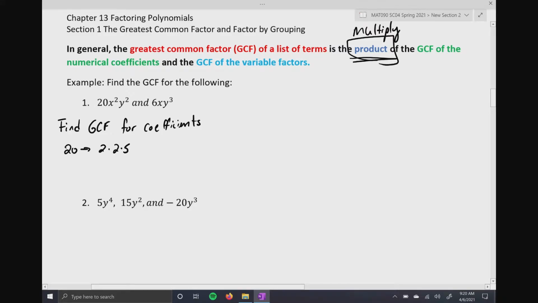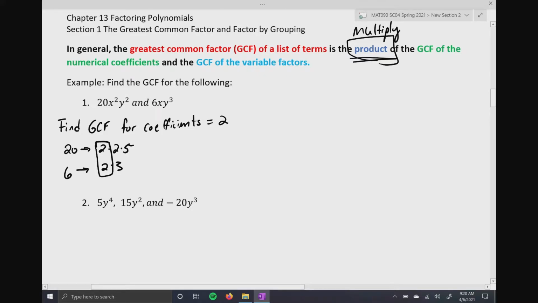It's 2 times 2 times 5. 6 is 2 times 3. I'm looking for prime numbers that are shared. And that only occurs right there. They both have at most one 2. Does that make sense? Yes or no? Okay. So my GCF for the coefficients equals 2.